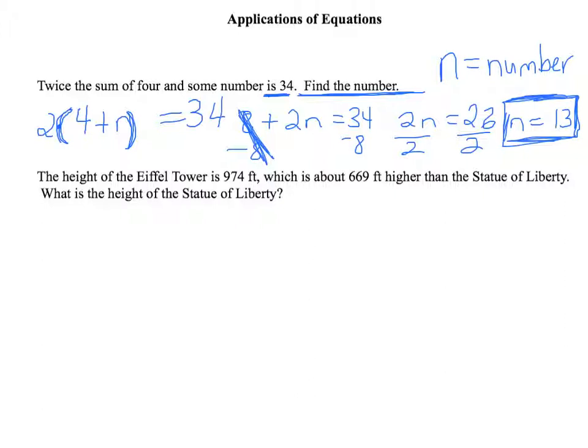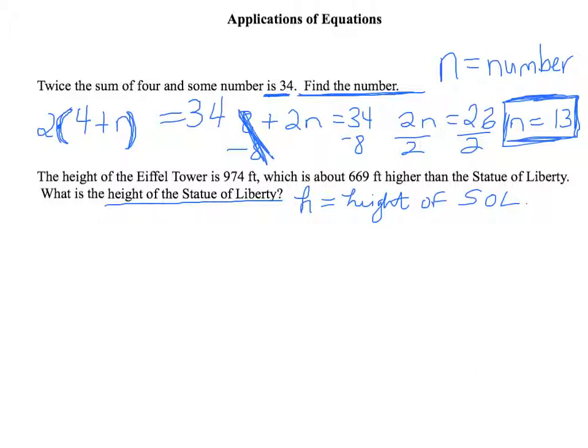it says the height of the Eiffel Tower is 974 feet, which is about 669 feet higher than the Statue of Liberty. What is the height of the Statue of Liberty? So if I identify an unknown, I'm going to say, what is it that I don't know? Well, I don't know the height of the Statue of Liberty. So I might let h equal the height of the Statue of Liberty.